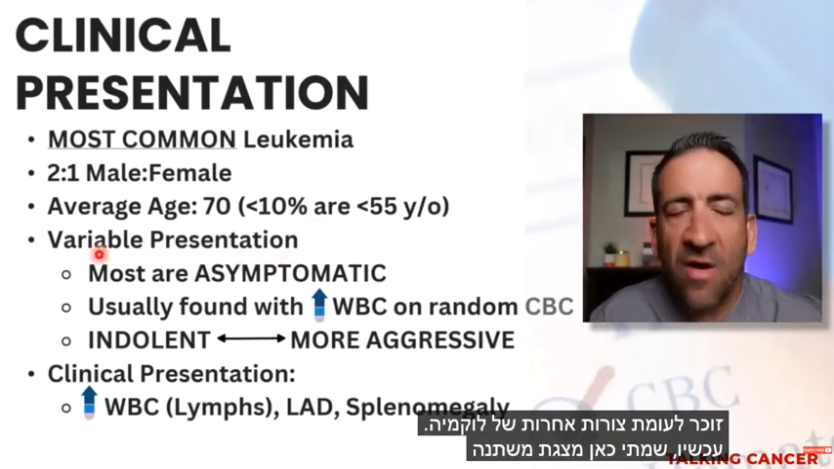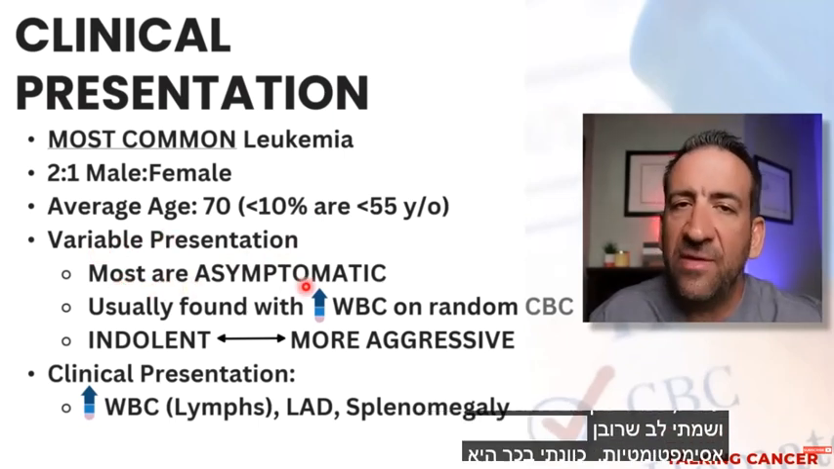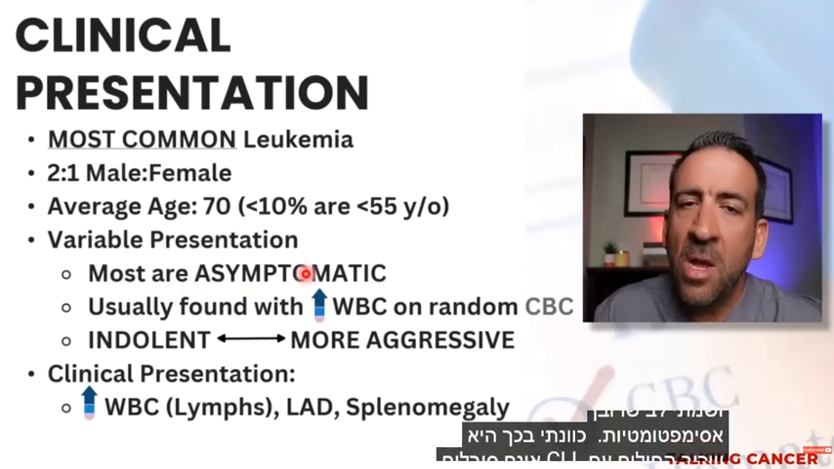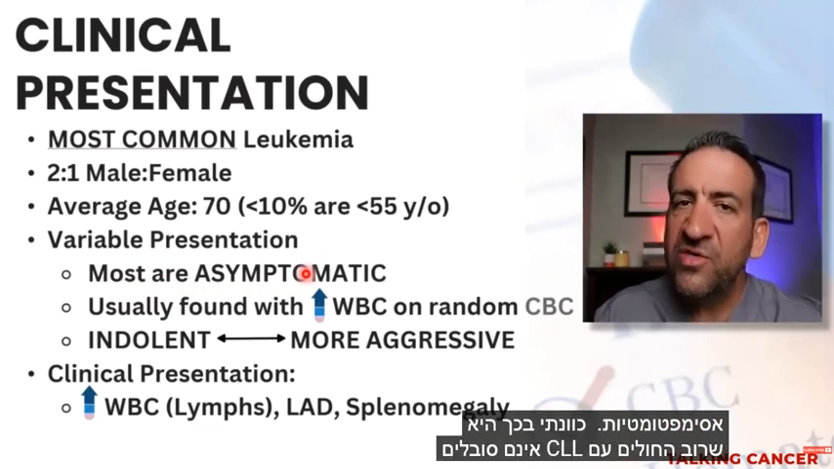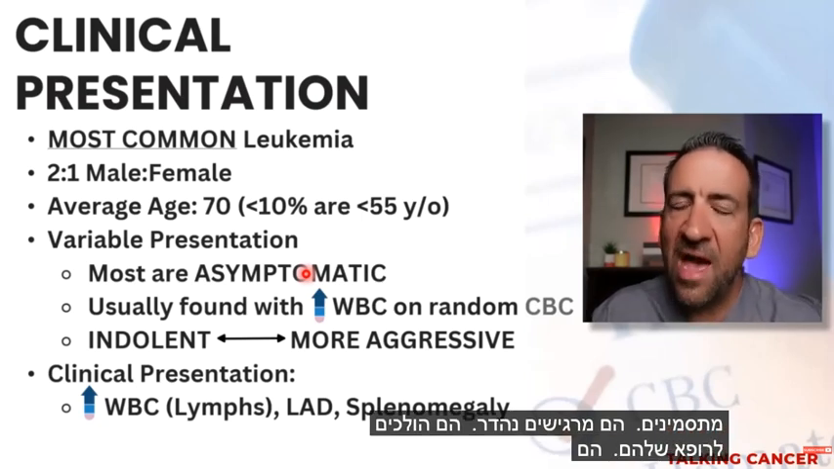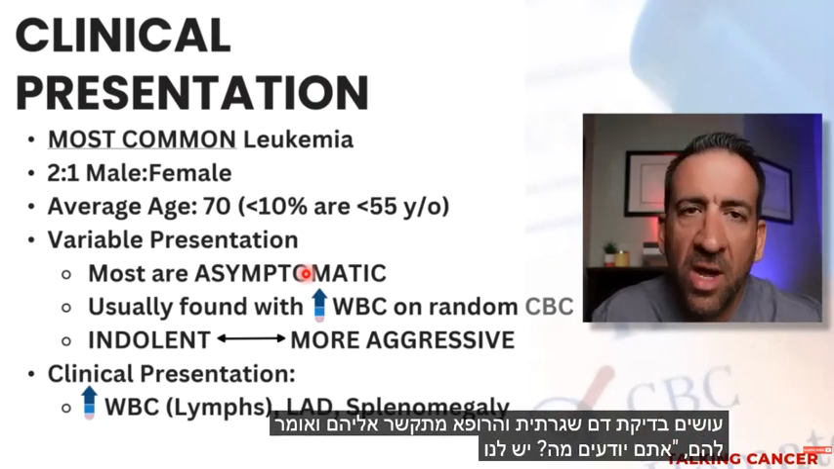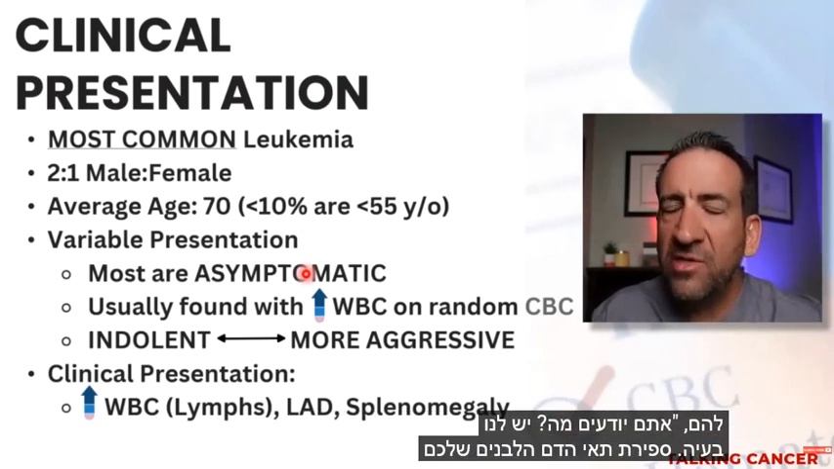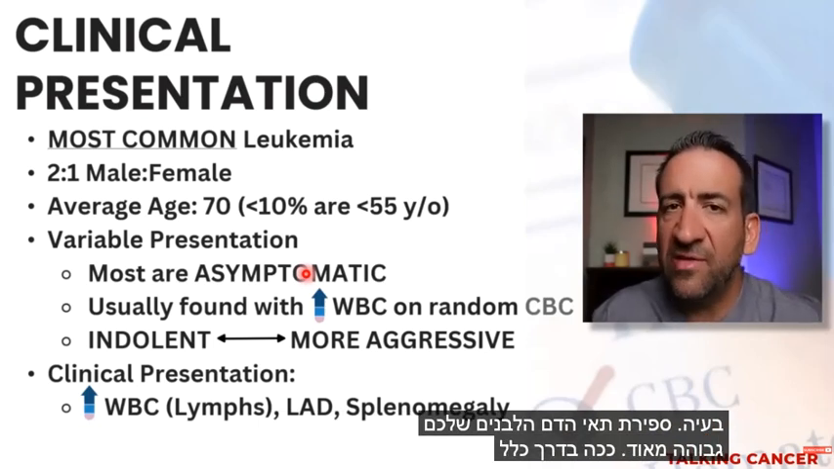Now, I put on here variable presentation, and notice that I put most are asymptomatic. What I mean by this is that most patients with CLL have no symptoms. They feel great, they go to their doctor, they have a routine blood test done, and the doctor calls them and tells them, you know what? We have a problem, your white blood cell count is very high. That's usually the way it's detected, okay?